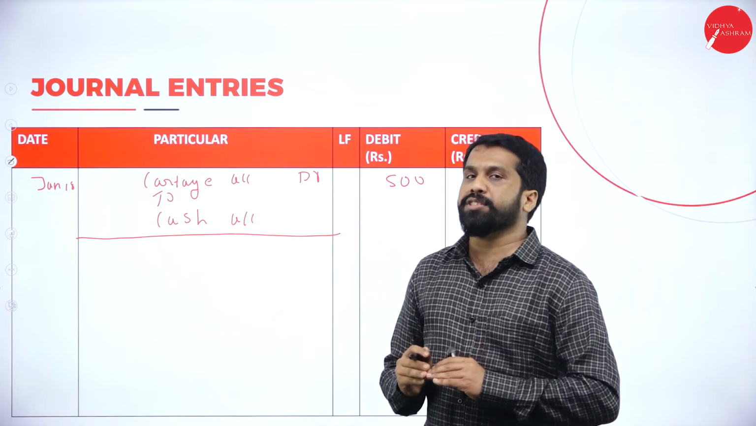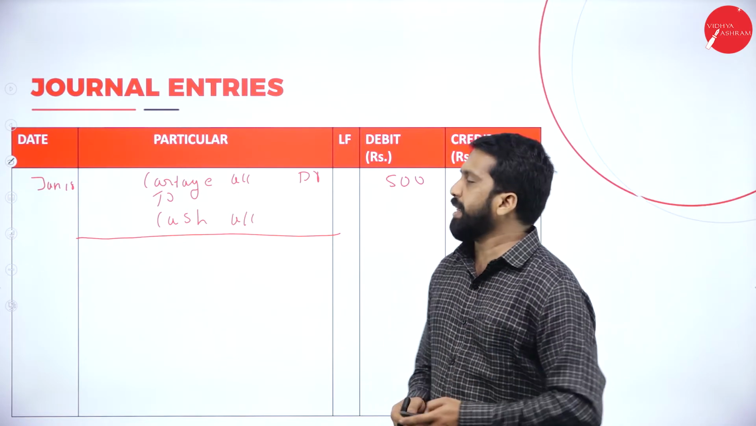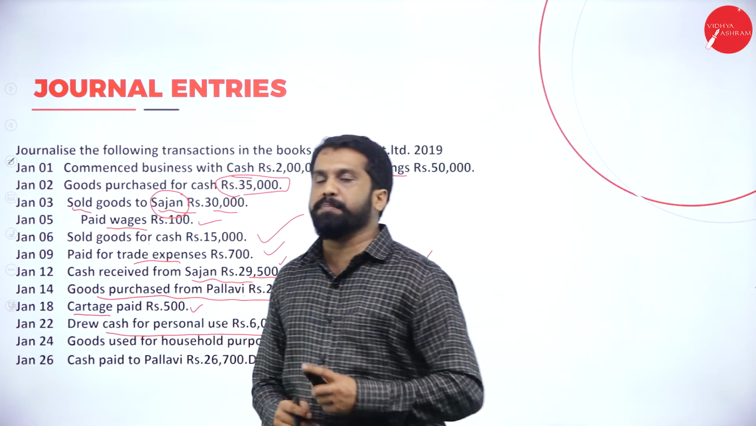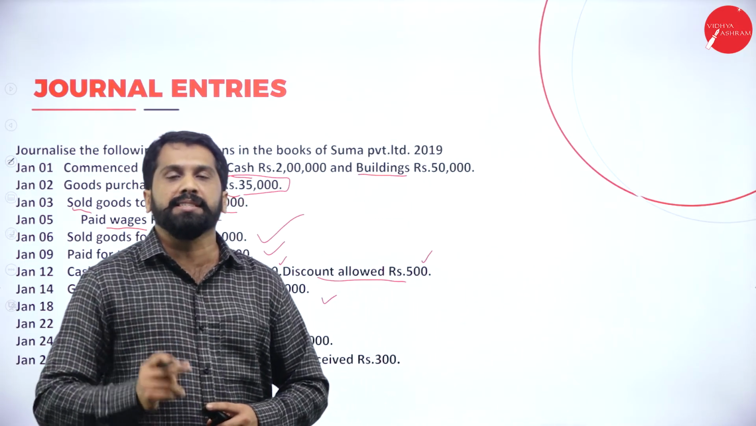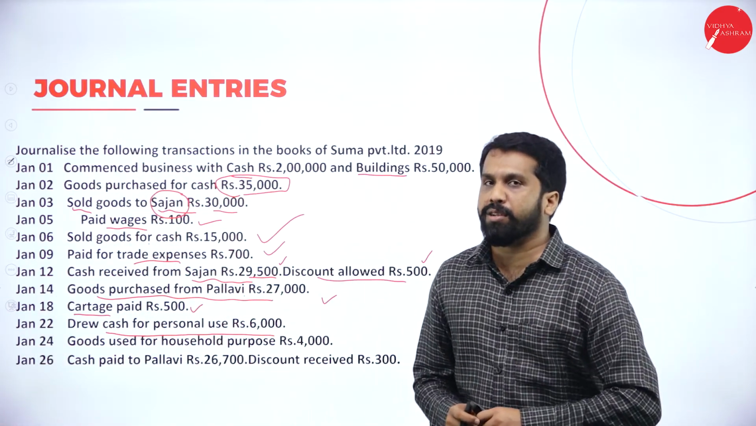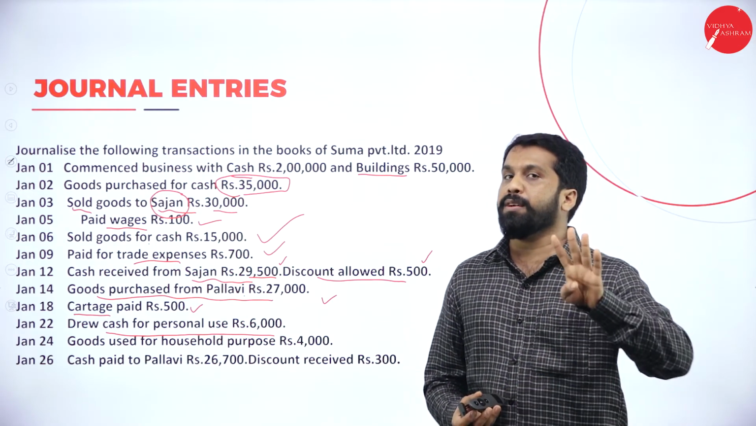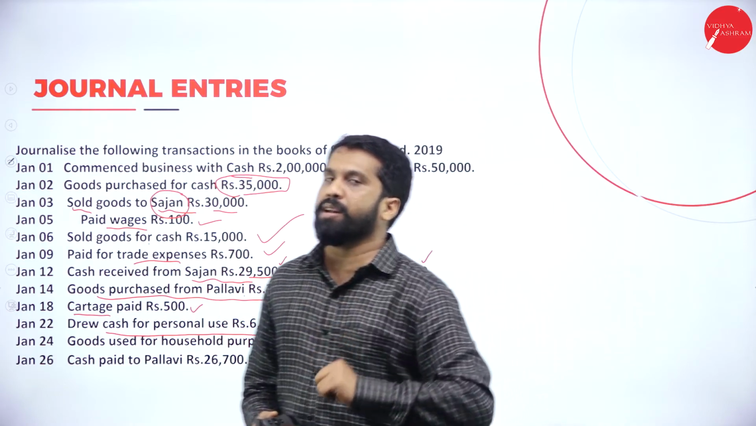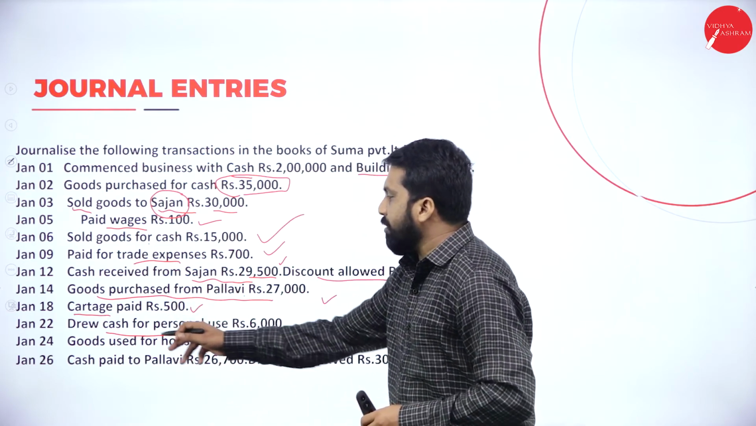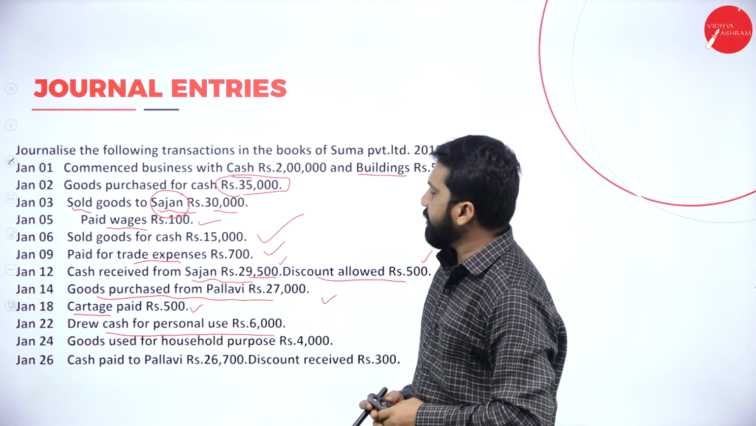So how to identify your journal entry? With the help of date, you can tally with your question. We'll go for the next one. The next one is very simple. Drew cash for personal use. Personal use means what? Drawings. Remember, personal use means drawings. Drawings account debit to. Drawings always debit or credit? Go back to your logic. Logic number 4: drawings always up. Now, drew cash. What have you drawn? Cash. Drawings account debit to cash account.